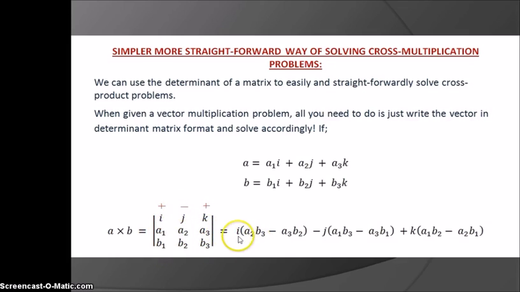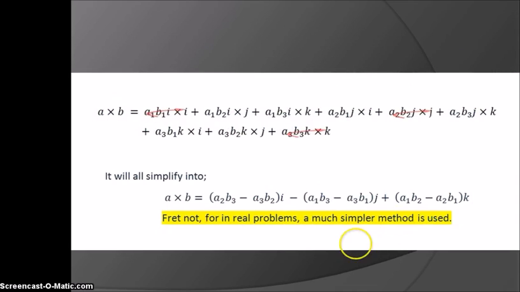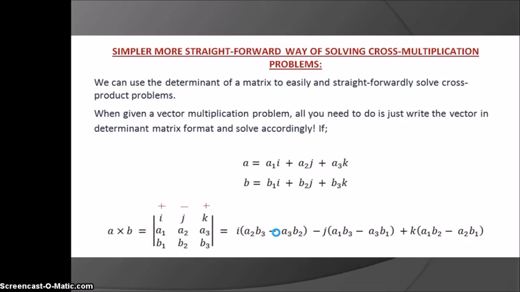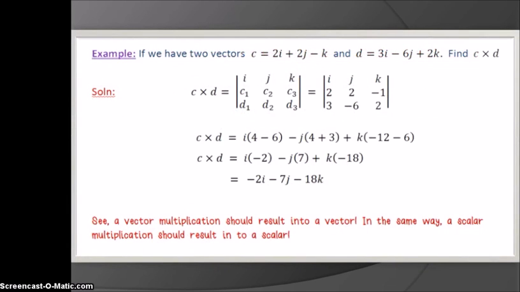And if you solve it, you see that taking this part out, you have this. Then taking this part out, you have this. Then taking this part out, you have this, which is exactly the same thing as we had if you go through the longer route. So you can see that using the determinants of matrix method is straightforward and very simple. Let's solve a problem, shall we?